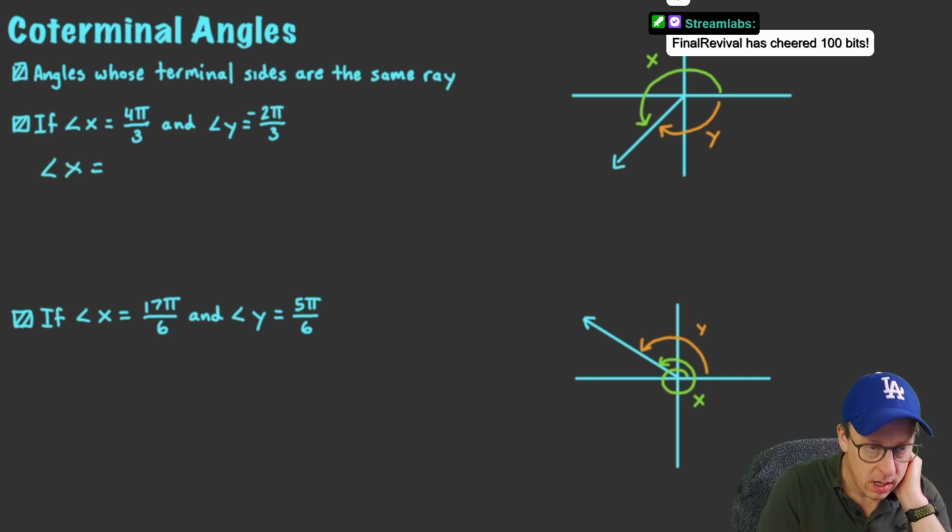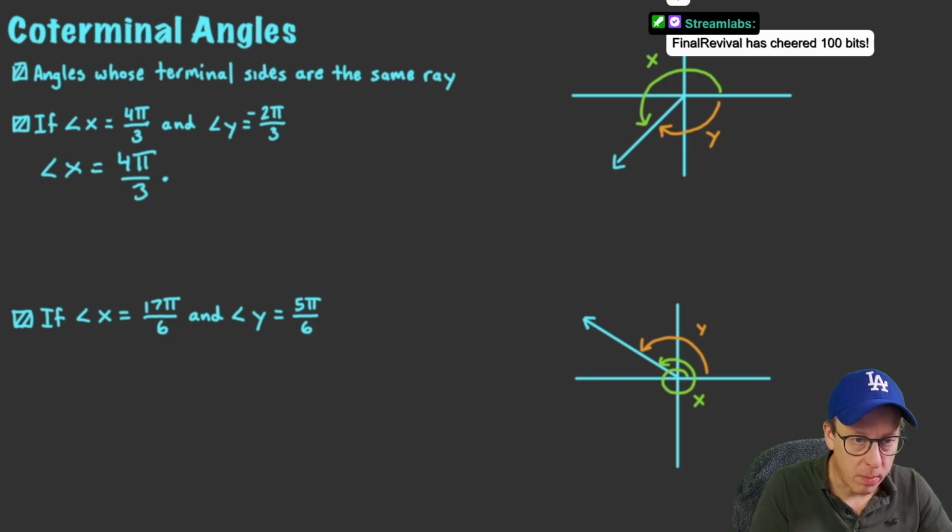Well, this angle here is going to be 4 pi divided by 3. And we're going to multiply that times 180 over pi. And this is going to become 720 divided by 3, which is 240.